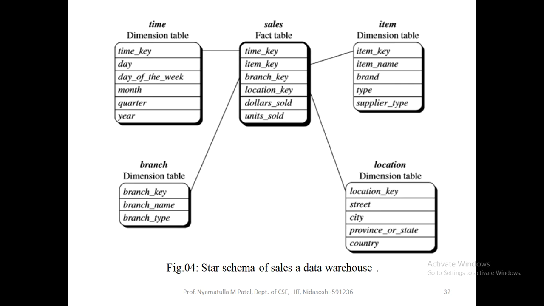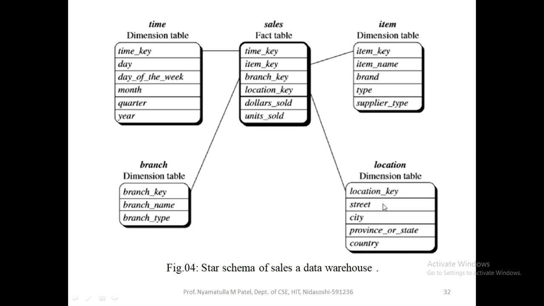Figure 4 shows the star schema for AllElectronics sales. Sales are considered along four dimensions. The fact table holds sales, and it is considered along four dimensions: time, item, branch and location. The schema contains the central fact table for sales that contains a key for each of the four dimensions. To access the item dimension table, I require the item key. To access time, I require the time key.